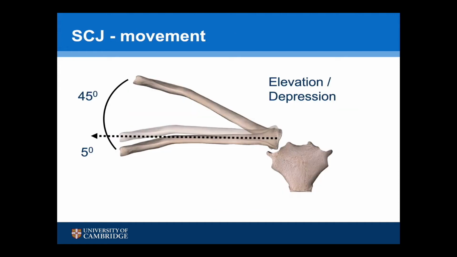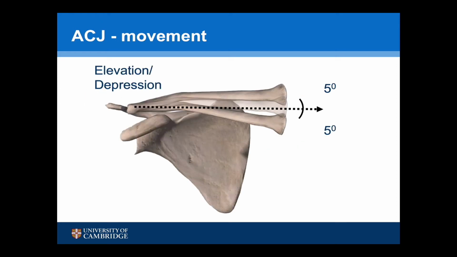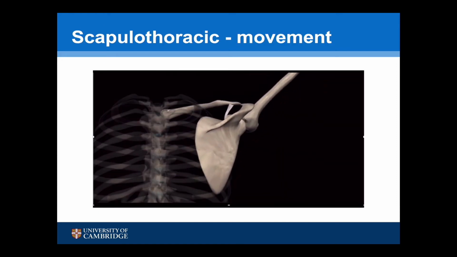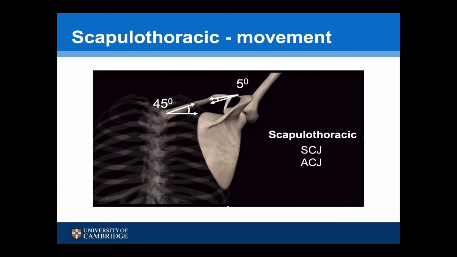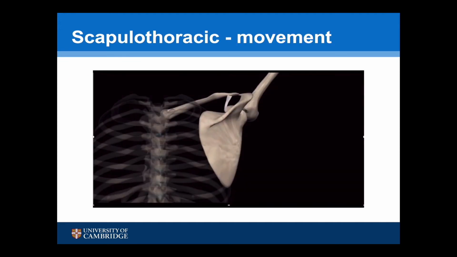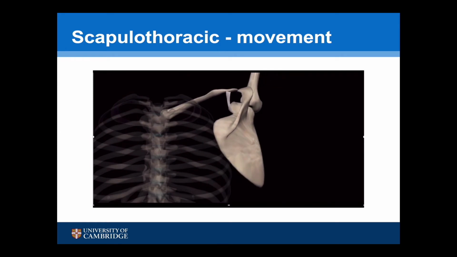We can break the movements of the Scapulo-Thoracic joint into its component parts. The sternoclavicular joint has 45 degrees of elevation and 5 degrees of depression in the anterior plane. The AC joint allows 5 degrees of elevation and depression. On this animation we can see movement at these joints allows the clavicle to tilt up, rotating the scapula superiorly. The sternoclavicular joint also allows 35 degrees of protraction and retraction. Protraction of the scapula on this animation allows it to move forwards and to slightly tilt further upwards.